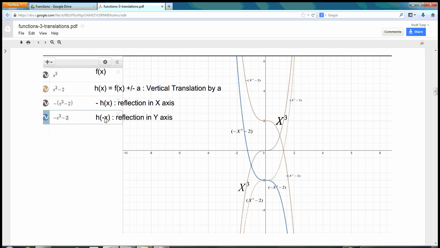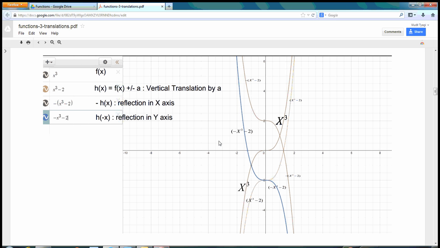And so let's take a look at what happens here. It should be a reflection in the y-axis. So our h of x is this function right here, x cubed minus 2, and its reflection in the y-axis. This is the y-axis, and the mirror is sitting in this axis, and the reflection is this blue graph, which is, as you can see, this point, which is on our h of x, is reflected right there in the graph of h of minus x.